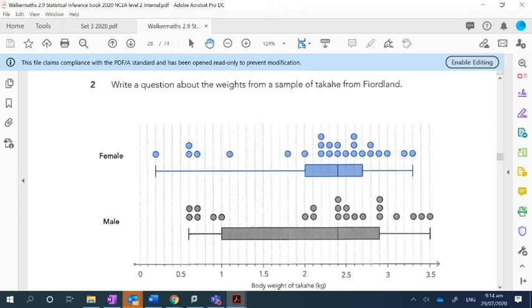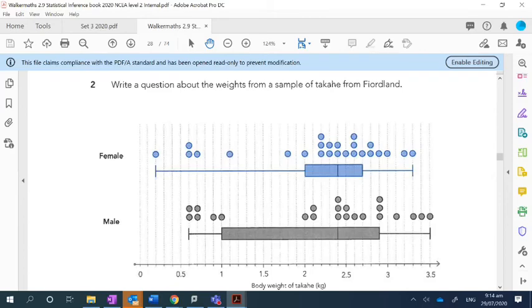Greta, what is the population then? The takahe from Fjordland, right? A specific type of bird and from a specific place. And, Nirvana, what word must we mention when we're making this comparison? There's one statistical word we must mention, and it is what?